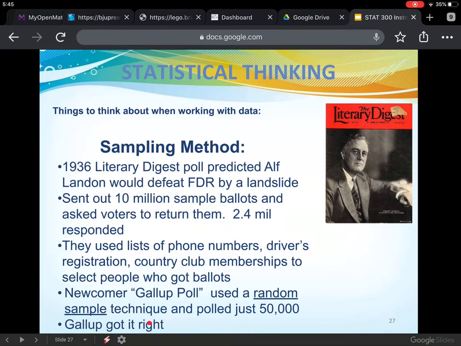Now, a newcomer, the Gallup poll, used a random sample technique and polled 50,000, a lot less than the 2.4 million that responded out of 10 million. And the Gallup poll got it right. How come? It's because they used a random sample. Well, you can ask, what was wrong with the Literary Digest poll? Well, who did they sample and how did they sample?